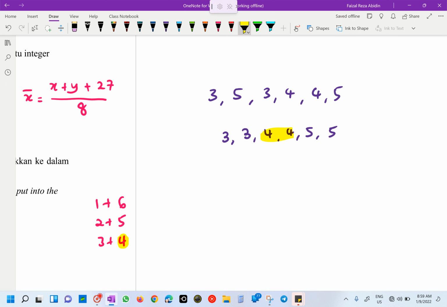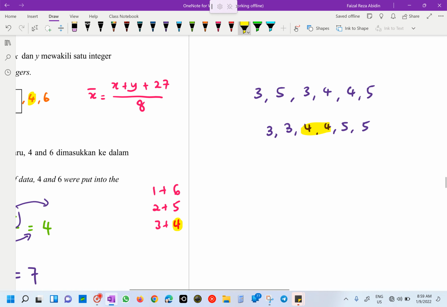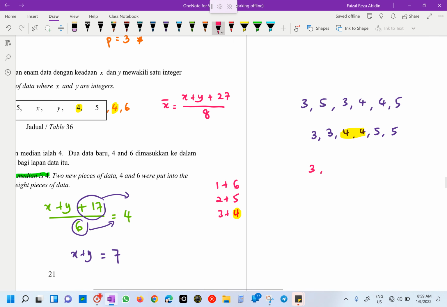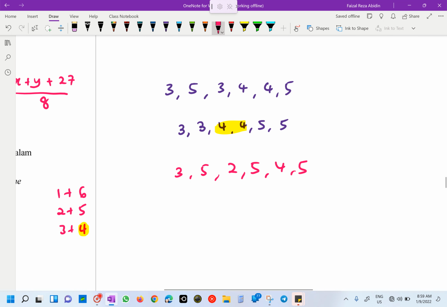Yeah, we're using our median here. Betul tak? Faham tak? Faham. Kalau kita letak 3 dengan 4. Cikgu, kalau kami nak 5. Boleh, tak ada masalah. Cuba letak 5. 3. Berapa tadi? 5. And then kita letak 2, 5. And 4, 5. Betul tak? Faham. We add up. Yang ni maksudnya dekat sini.